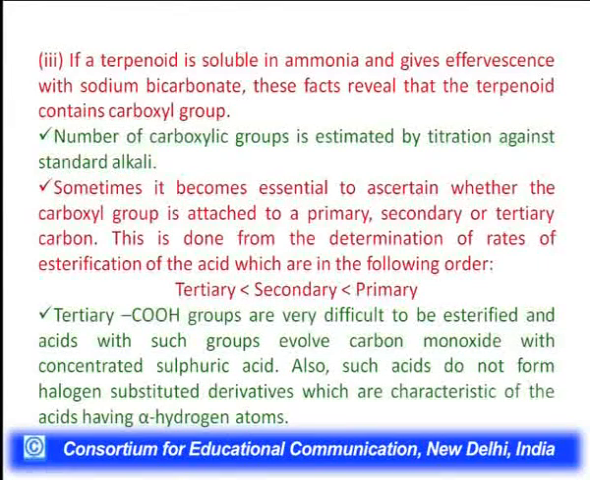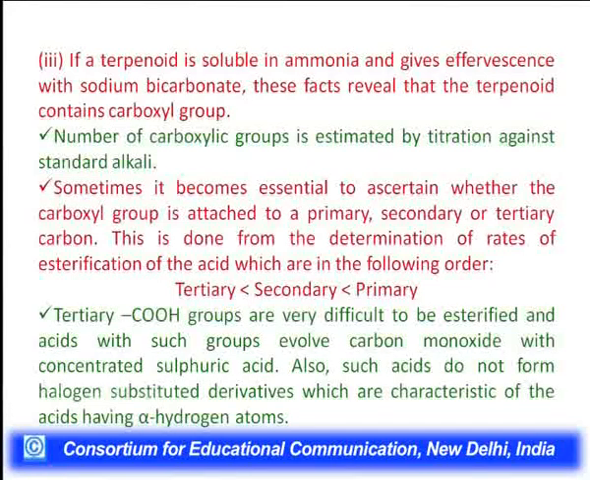If a terpenoid is soluble in ammonia and gives effervescence with sodium bicarbonate, then these facts reveal that the terpenoid contains a carboxylic group. As all of you know, the reaction with sodium bicarbonate gives some effervescence, which is basically due to the release of carbon dioxide, so it may contain the carboxylic acid group. The number of carboxylic acid groups is then estimated by titration against a standard alkali.